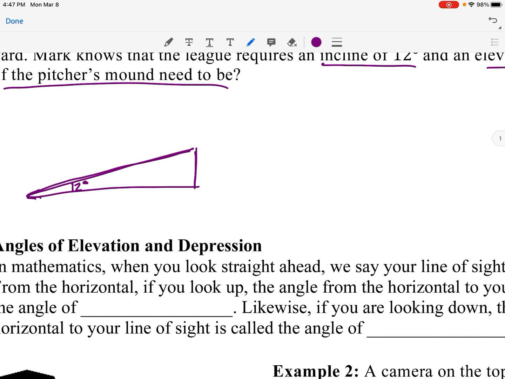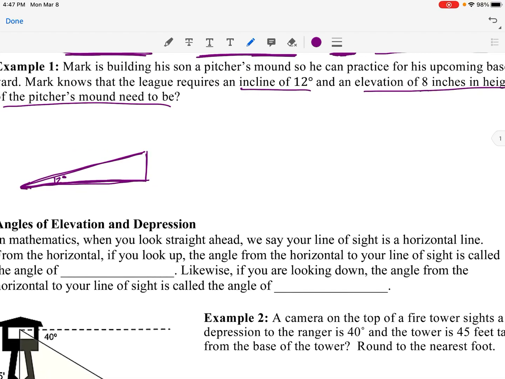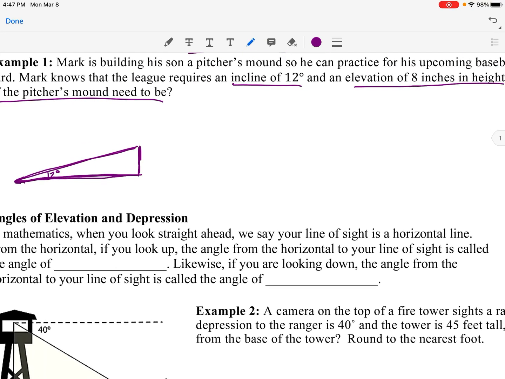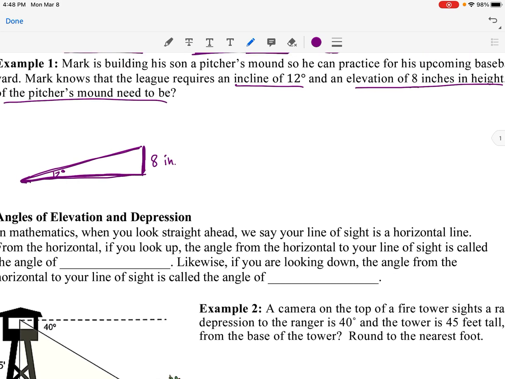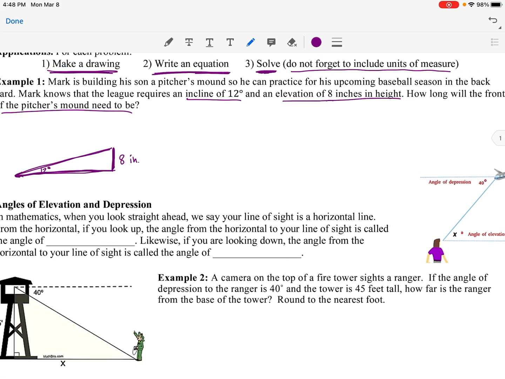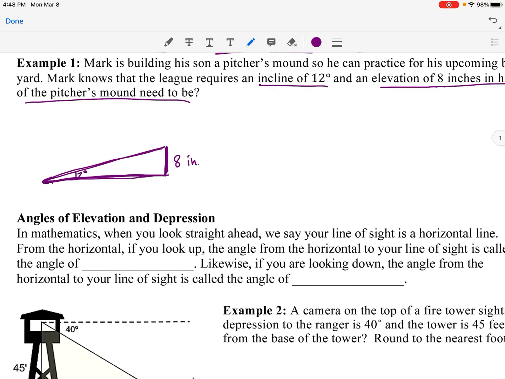So it has to incline. Remember, incline is going up. So from horizontal going up, it's going to be 12 degrees. And then it says it requires an elevation of 8 inches in height, so the height is over here. It doesn't matter if you draw your triangle exactly the same way as mine, you could have it backwards like this. But you do have to make sure you get all of these things in the right place. So the incline has to be from the ground up. 8 inches has to be the vertical height. So that's 8 inches. And we are looking for how long the front of the pitcher's mound will need to be.